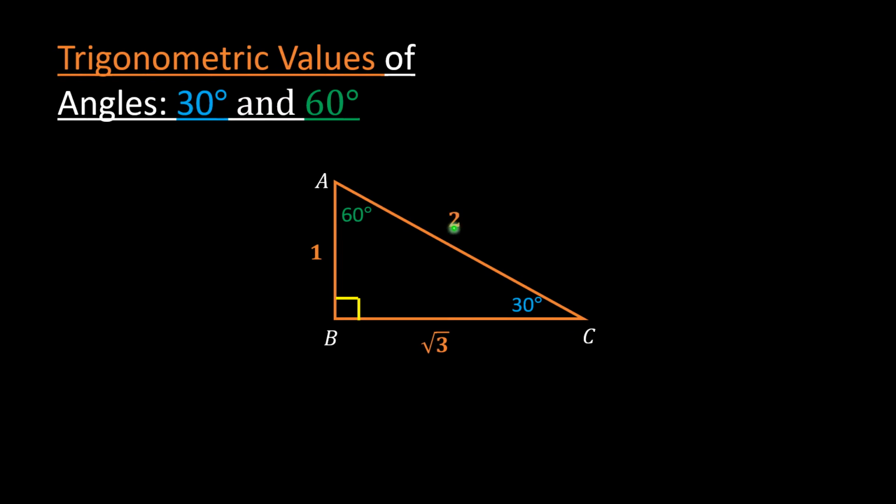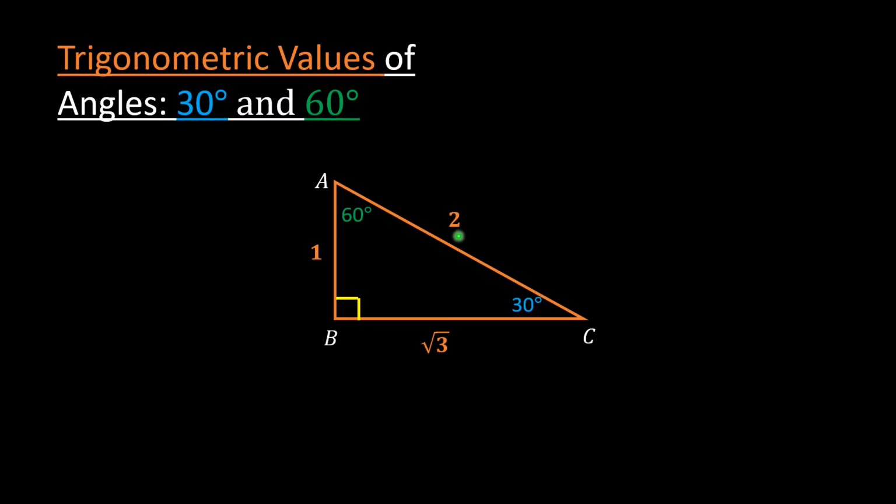Now we check whether these values are correct. We use Pythagoras. So AB squared plus BC squared: AB squared will be 1 squared, which is 1. BC squared will be root 3 squared, which is 3. 1 plus 3 will be 4. Now AC squared will be 2 squared, which is 4. So this 4 equals this 4. Hence these values are correct values.